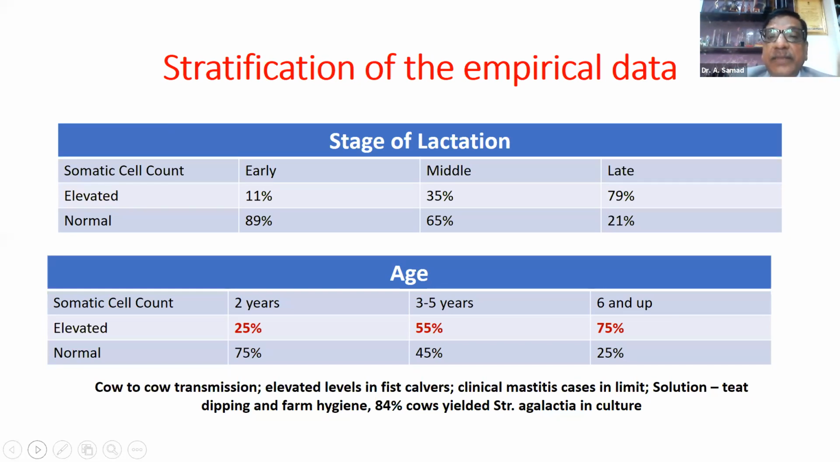Now, the same data, when it is stratified for age, you can see the three age points. Even in heifers, you have 25% animals with elevated somatic cell count, which is not expected. It should be less than 5%. Whereas for 3 to 5 years and 6 years up, it is 75%. This says it is chronic subclinical mastitis, and as the age goes up, the somatic cell count is also going up. Next, please.